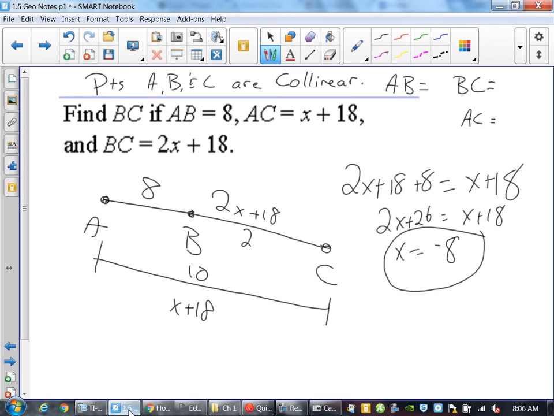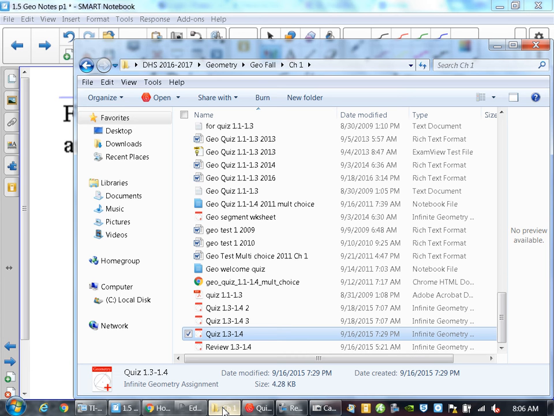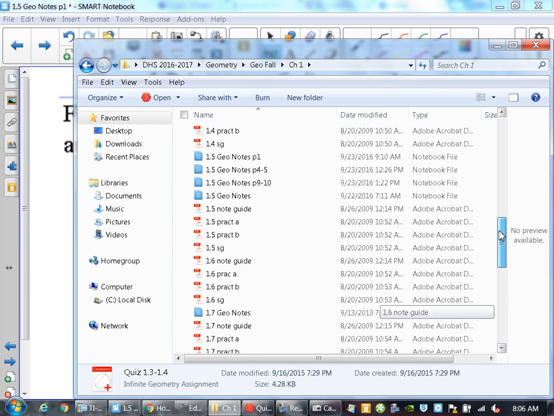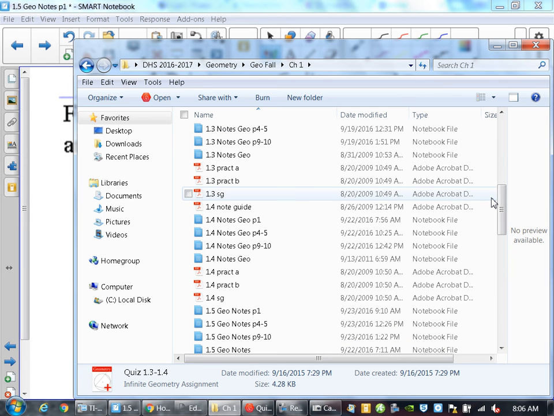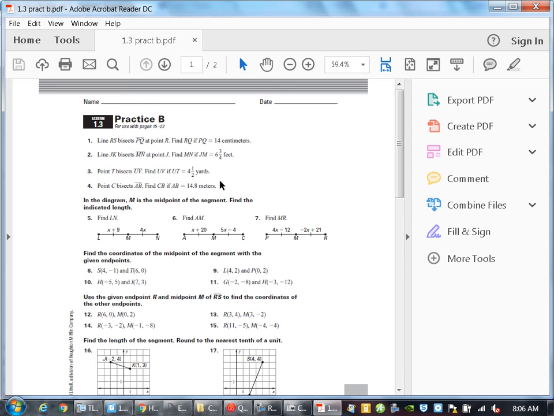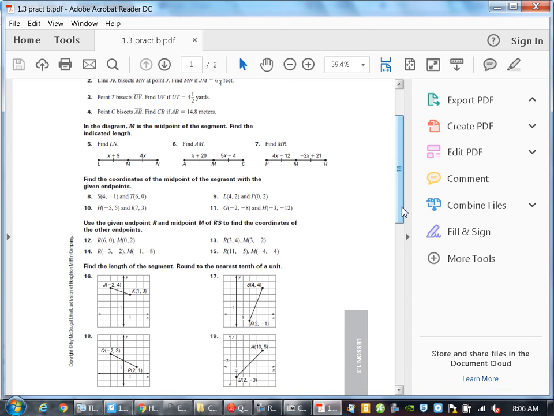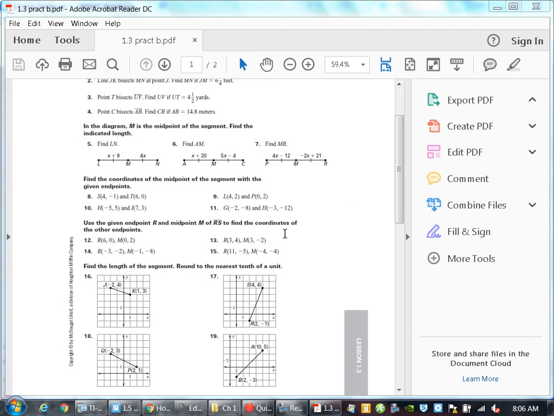Now, what would a segment bisector do? What would you do with the segment bisector? They're equal. So if you have a bisector, I think that was this section. A segment bisector or a midpoint.